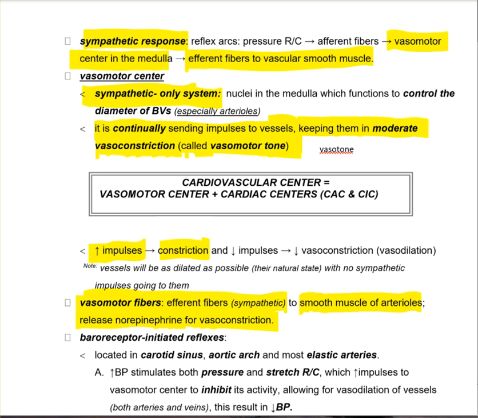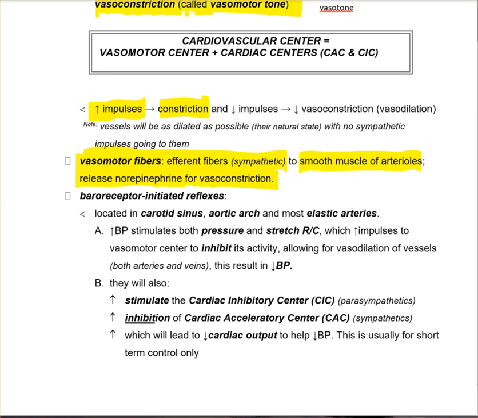Now, we also have those baroreceptor-initiated reflexes, and we talked about these already a little bit. The carotid sinus and the aortic arch we talked about last time, I believe. Blood pressure increase will stimulate these receptors, okay? And so if in our carotid arteries or in our aorta we notice a lot of blood pressure, that will cause the impulses of the vasomotor center to inhibit their activity.